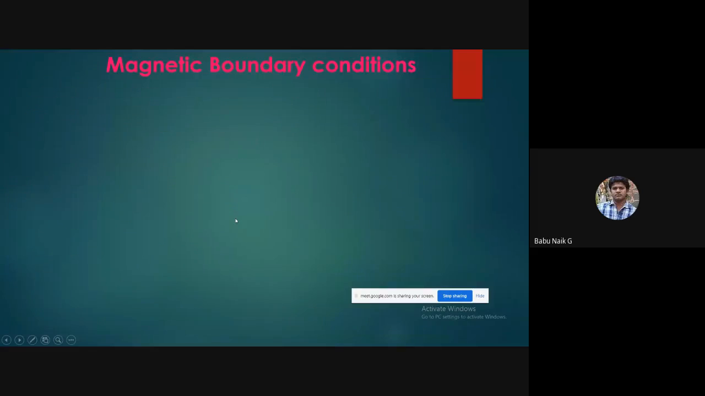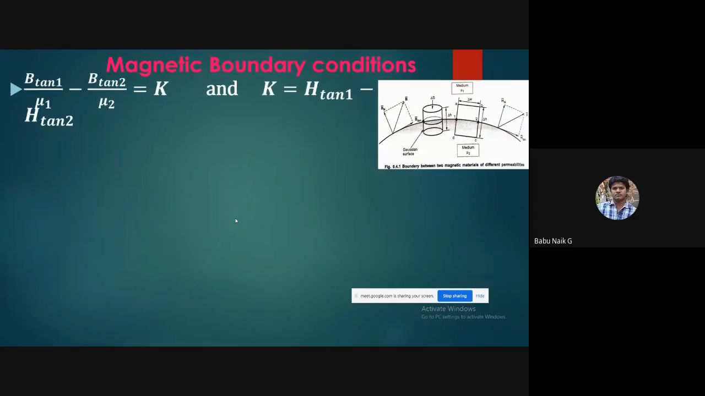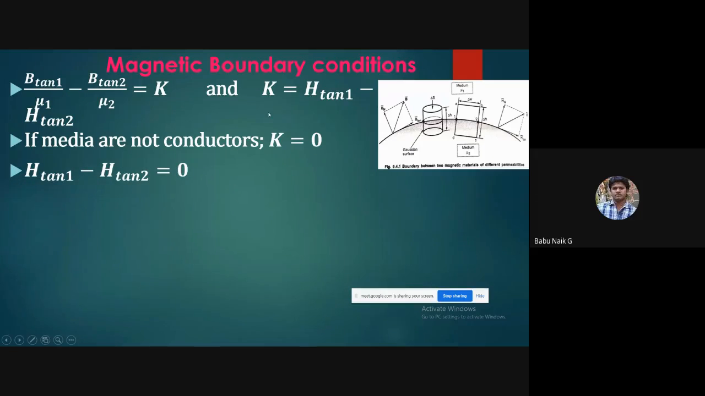So from this further you can simplify this equation, which is B tangential 1 by mu1 minus B tangential 2 by mu2 equal to K, and K further you can calculate in terms of magnetic field intensity and magnetic flux density. Now if the medium is not a conductor, you can take that current density is completely zero, which is H tangential 1 minus H tangential 2 equal to 0 here, which also means H tangential 1 equals H tangential 2 on the boundary condition, and B tangential 1 by mu1 minus B tangential 2 by mu2 equal to 0, in which you can substitute.